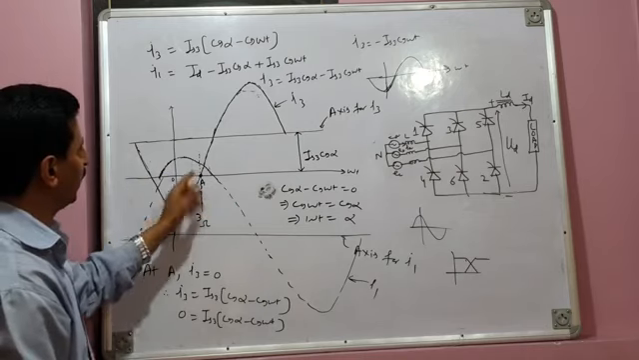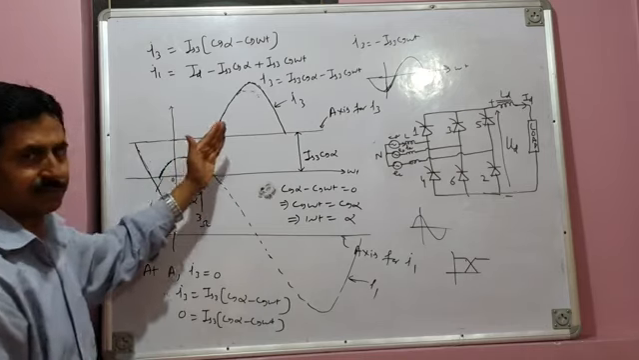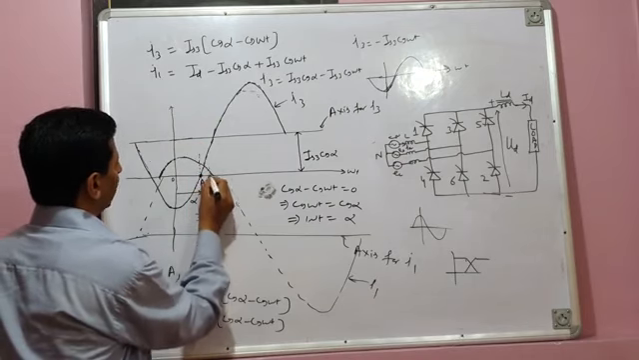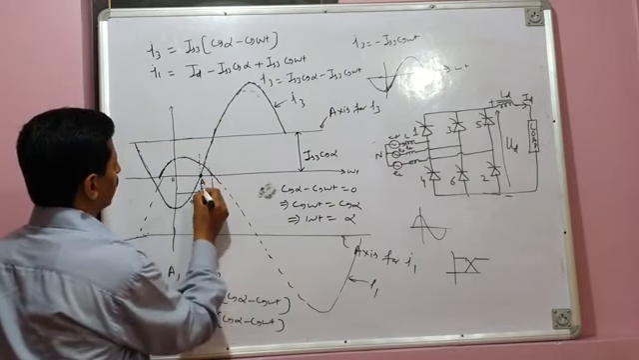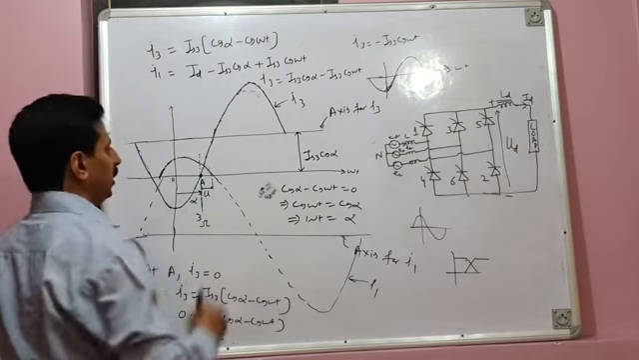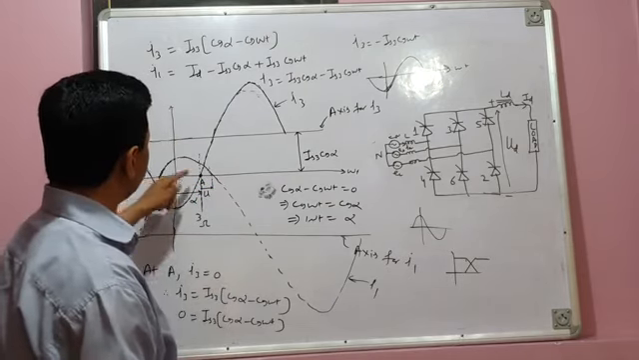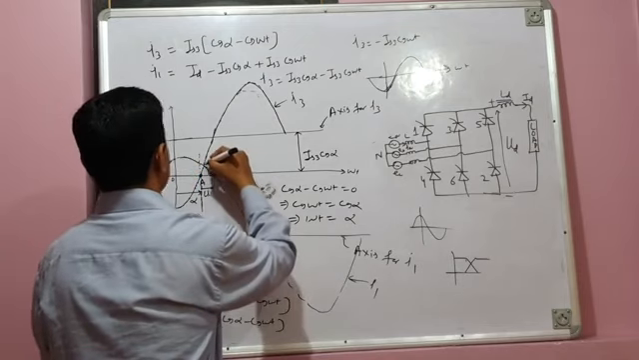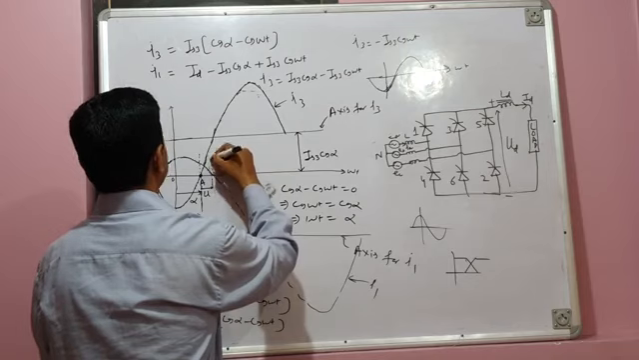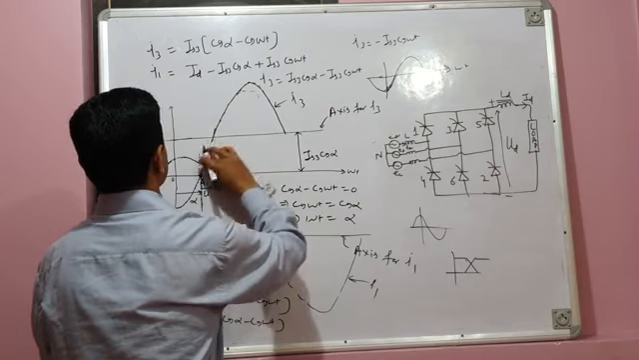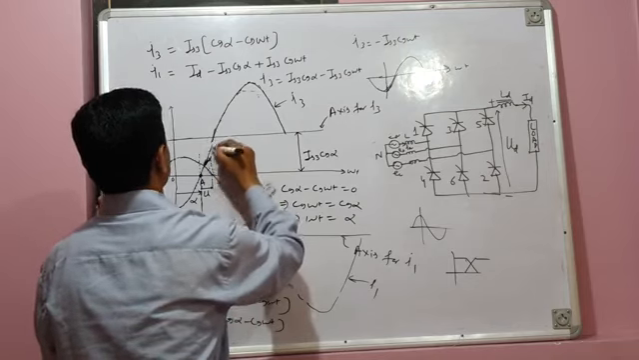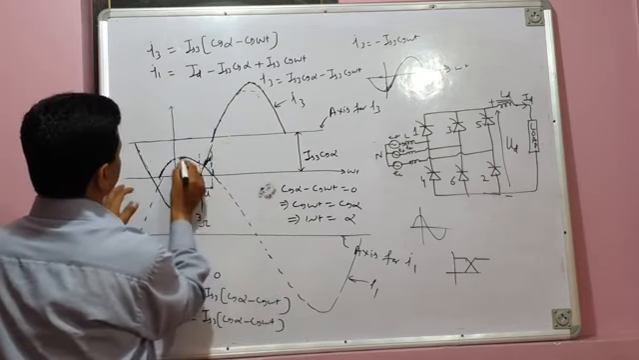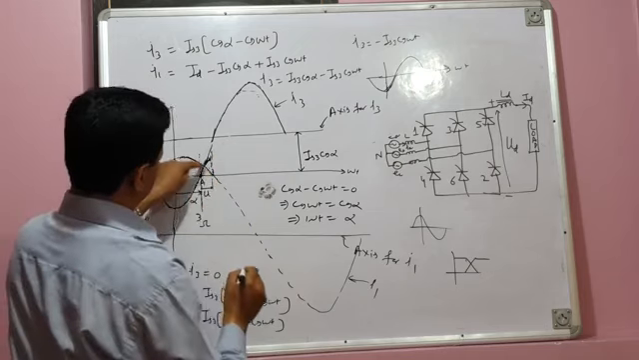So when 3 is fired here, value 3 current starts rising. And then this may be your commutation overlap period. This is your commutation overlap period, U. And during this U, current in value 3 rises. You can see it rises like this. And current in value 1, this is value 1, it falls.